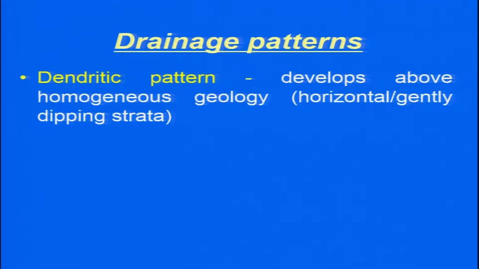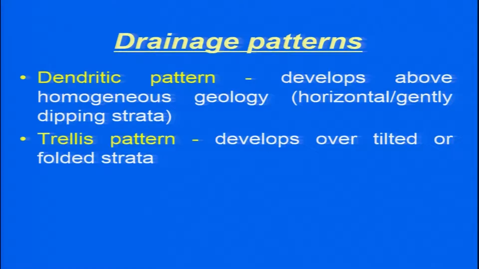Coming to the drainage pattern, which is again an important part, because this will help us in identifying the subsurface geology. For example, if you have dendritic patterns, we will come to how it looks, then straight away we can identify that it shows homogeneous geology, horizontal or gently dipping strata. In such regions, usually we will find the dendritic pattern.